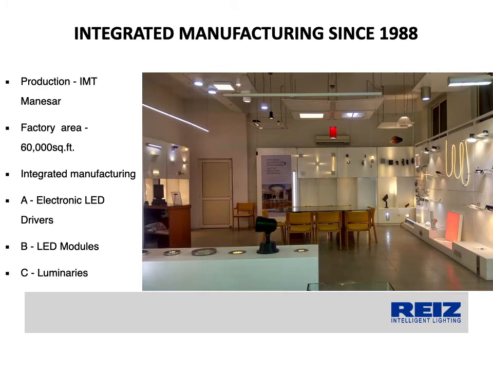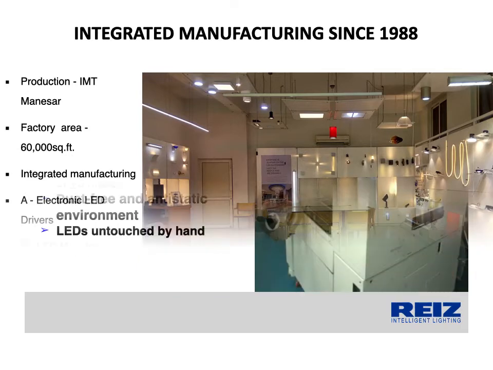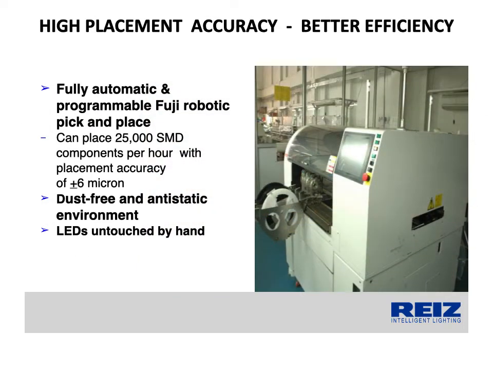Manufacturing of LED luminaires must have a totally integrated manufacturing environment, which includes A. Electronic drivers, B. The modules, and C. The luminaires. This is important because all these three aspects are intertwined and interlinked in an efficient LED luminaire. In order to get good efficiency from luminaires, the LEDs must be placed by robotic pick-and-place machines.